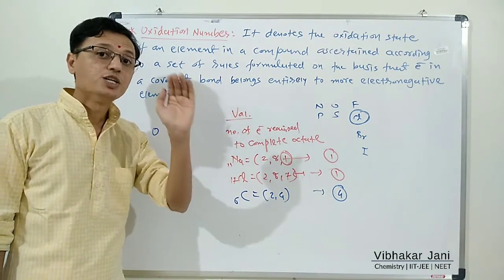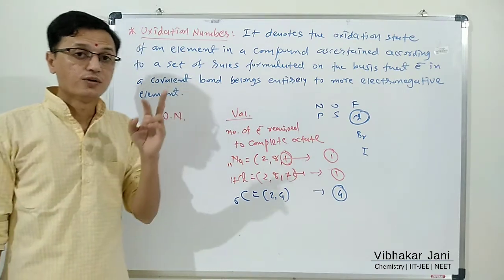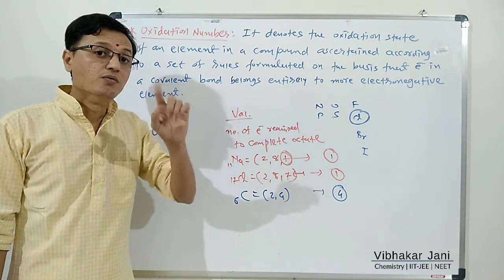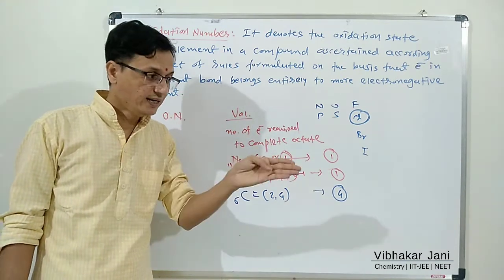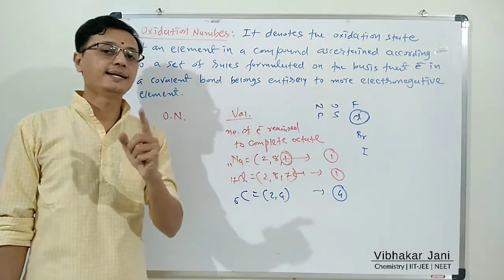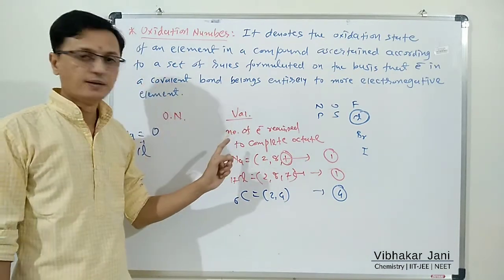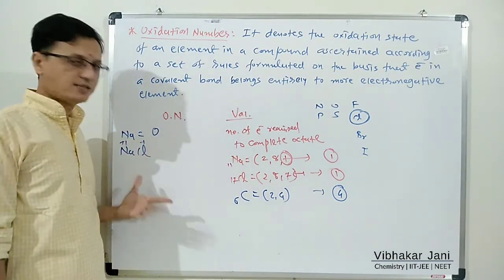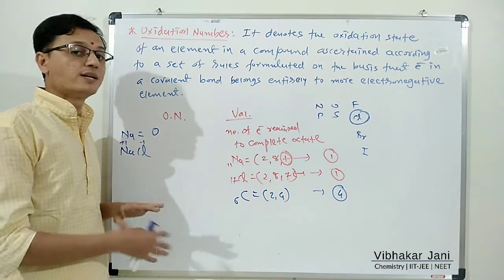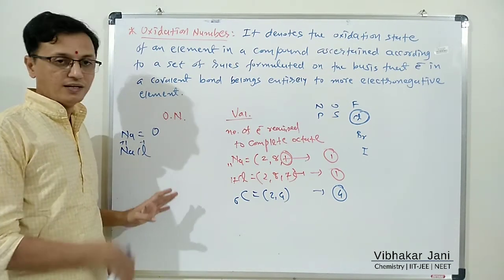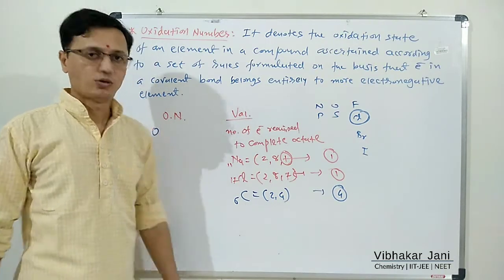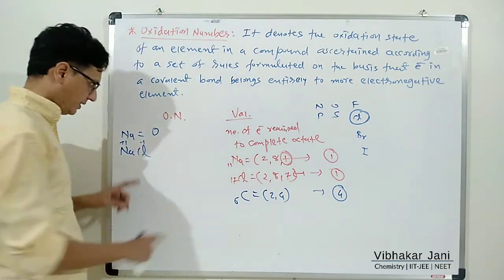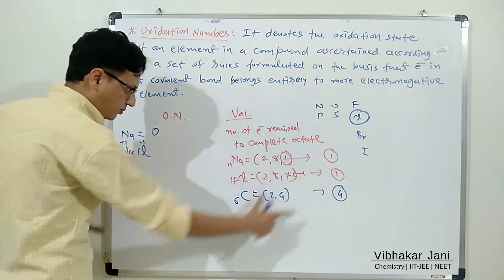Valency is the total number of electrons which are shared or donated or accepted by an element to complete its octet. While the oxidation number is a totally different thing, and about which we are going to learn from today. Okay, so pause the video and note down these points.